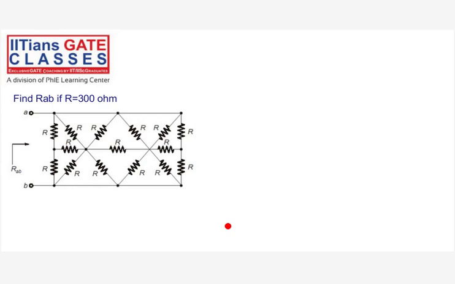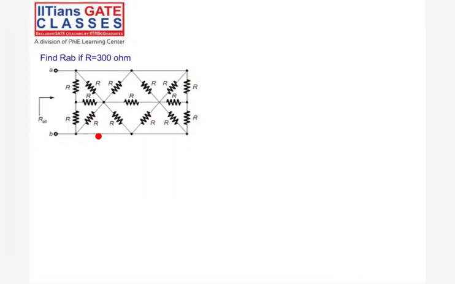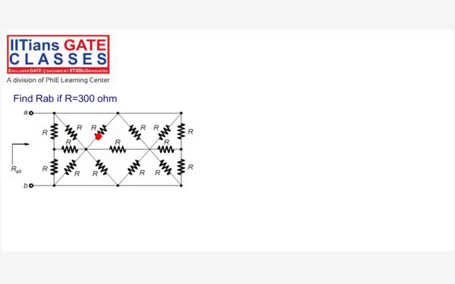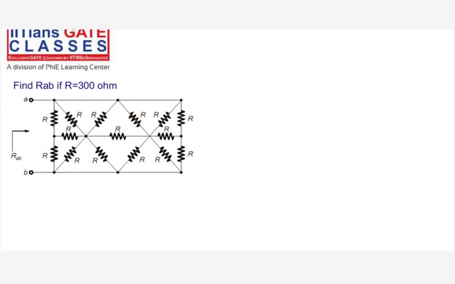Okay, so this one, if everyone can see, what is this central part? This is a Wheatstone bridge. This is also a Wheatstone bridge, and this is also a Wheatstone bridge. There are 3 Wheatstone bridges in this. This is a Wheatstone bridge, this is a Wheatstone bridge, and this is a Wheatstone bridge. Able to see it? There are 3 Wheatstone bridges, right?